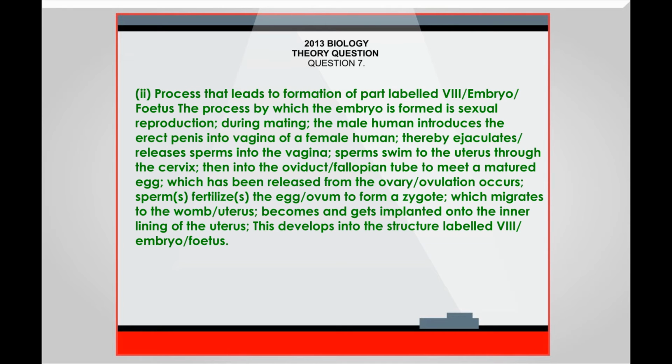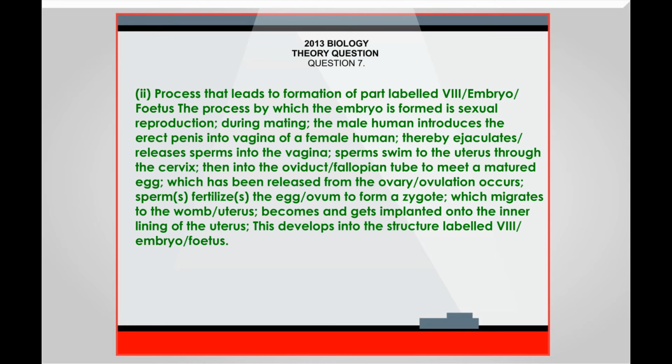Process that leads to the formation of the part labeled VIII, the embryo/fetus. The process by which the embryo is formed is sexual reproduction. During mating, the male human introduces the erect penis into the vagina of a female human, thereby ejaculates, releases sperms into the vagina. Sperms swim to the uterus through the cervix, then into the oviduct, the fallopian tube, to meet a matured egg which has been released from the ovary when ovulation occurs.